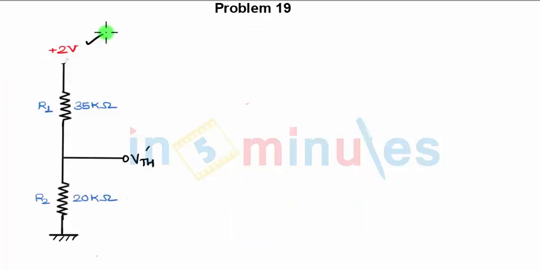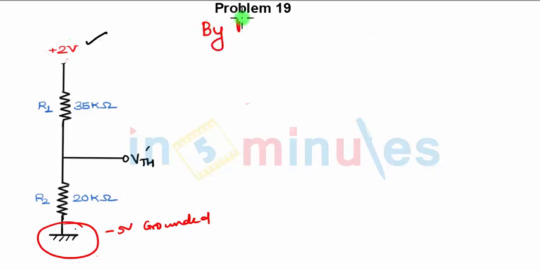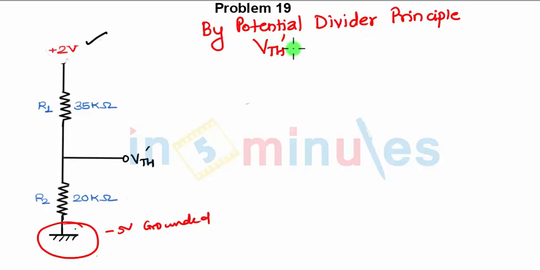Now how to go about it? Consider the plus 2 volt voltage source and ground the 5 volt voltage source. The minus 5 volt voltage source has been grounded and we are considering only plus 2 volts. Because of plus 2 volts, we will find VTH dash by the potential divider principle. What will be the equation for VTH dash?